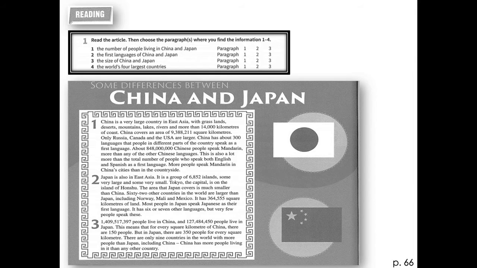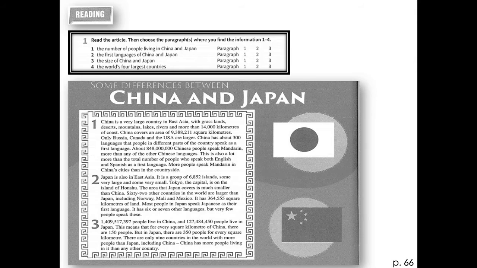Let's read through. Paragraph 1. China is a very large country in East Asia with grasslands, deserts, mountains, lakes, rivers, and more than 14,000 kilometers of coast. China covers an area of 9,388,211 square kilometers. Only Russia, Canada, and the USA are larger.